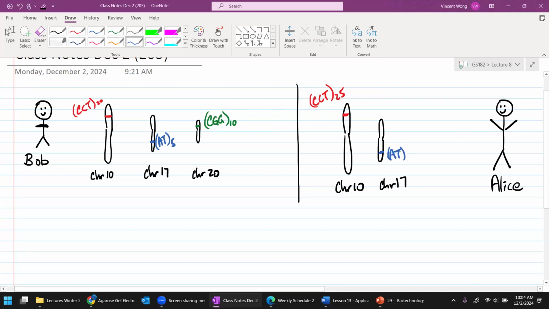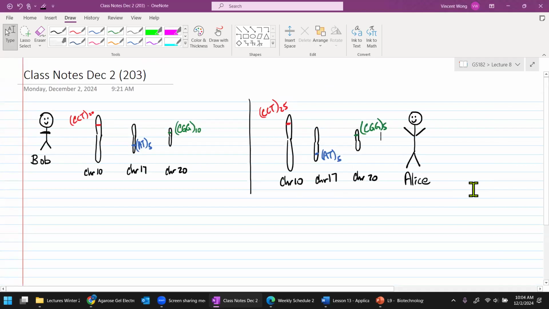Okay, and then this one maybe 80. It's the same. Okay? It happens to be the same. Maybe they both have the same ethnicity, right? So they share more commonalities than people who are of a different race. And then here we have chromosome 20. And then let's just say this is CGG repeated 5 times. I think we are okay.